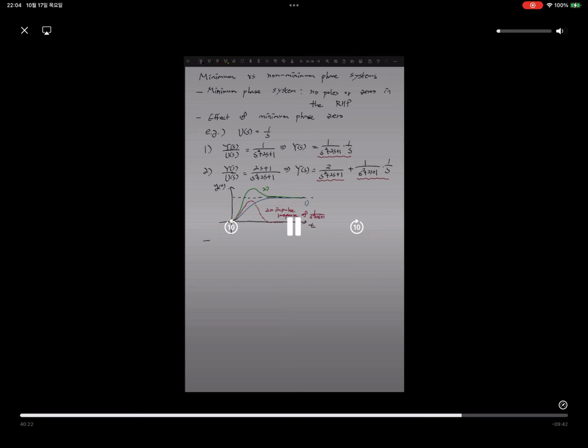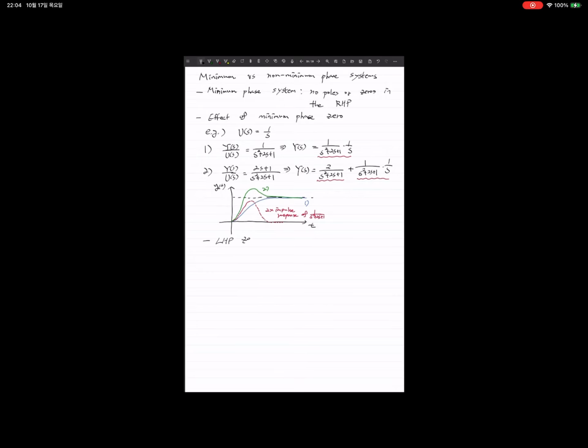So from this observation, the left half plane zero, or minimum phase zero, induces more overshoot, and the LHP zero has no effect on the settling time.